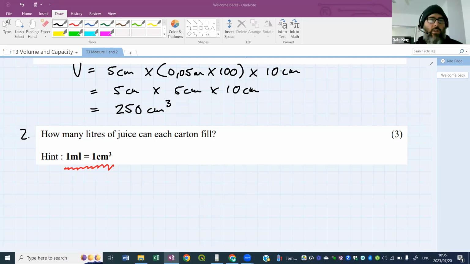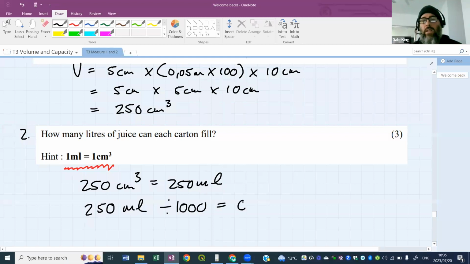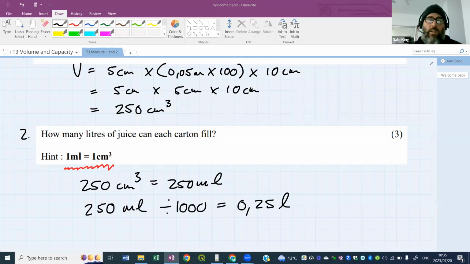Excellent, good. So the first thing we're going to do is change the centimeters cubed into milliliters. It's a 1-to-1 conversion. 1 centimeter cubed, 1 milliliter. If I've got 250 centimeters cubed, straight conversion. 250 centimeters cubed must give me 250 milliliters. Now, to change this to liters, we know that there's 1,000 milliliters in every liter. So to change this to liters, I divide it by 1,000. And this will give me 0.25 liters. Yes, we got it, ladies and gentlemen.